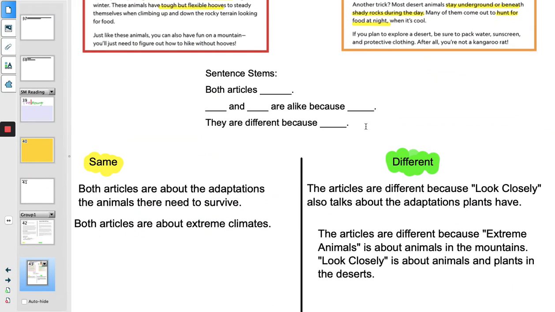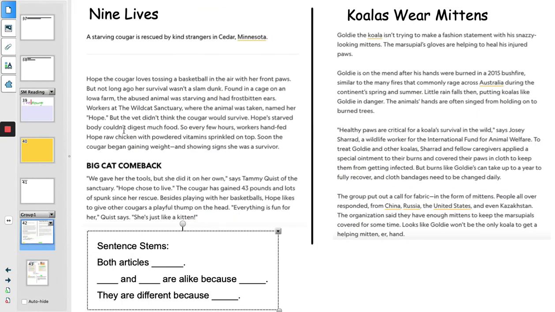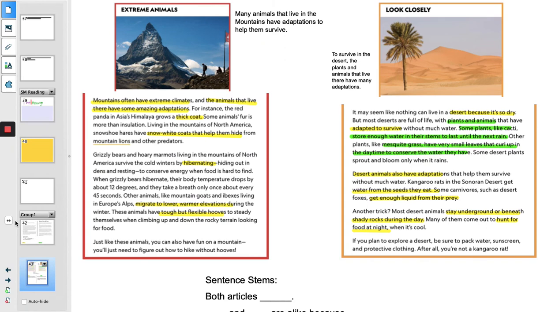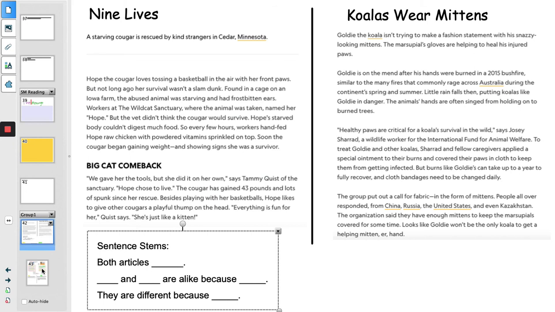So this is just some examples of how you can use the sentence stems to find ways that articles are the same and how they're different. And what you're going to now go do is work on nine lives and koalas wear mittens. Maybe pull them out of your packet and put them side by side so that you can really see them clearly. Maybe you want to get some crayons, markers, or highlighters, and you want to underline or mark what I did and find the same and the different in your article. That's totally up to you. But go ahead and try to find a few ways that the articles are the same and how they are different for today's work.